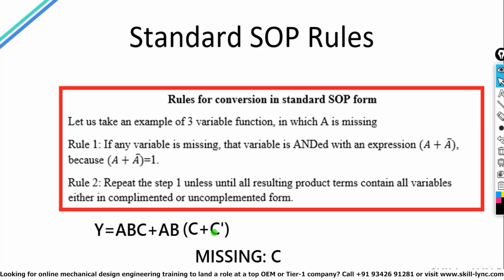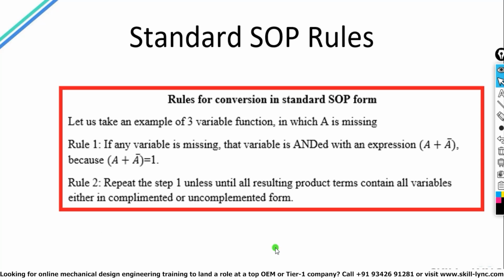Then we will put the Boolean law that A plus A equal to A. So it will be ABC plus ABC bar. That is the standardized SOP form. In such a manner you can convert it to a standardized SOP form.